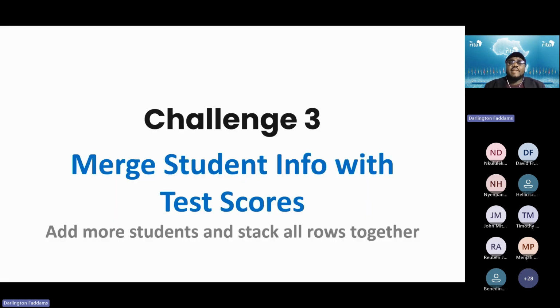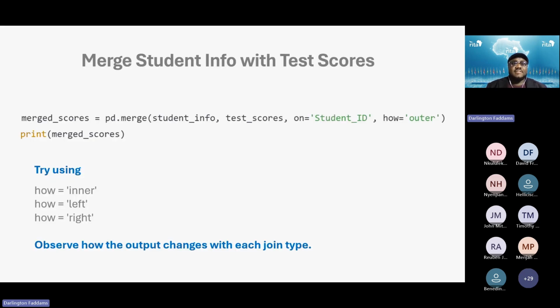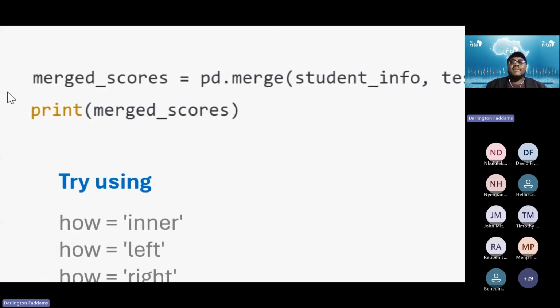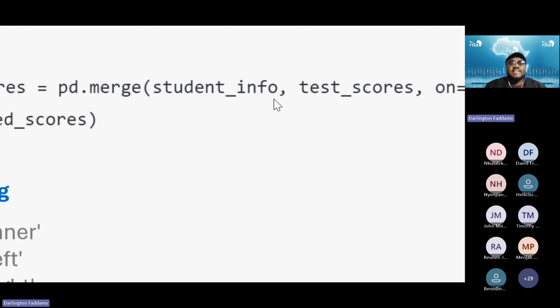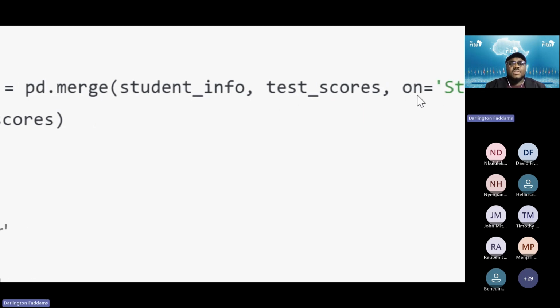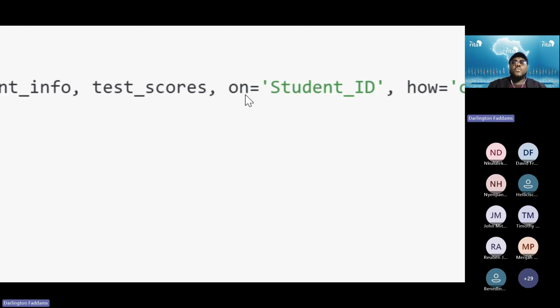All right. So challenge 3 is to merge student info and test scores. Sorry, I think that description is from what we did before. Let's forget about the last description. What we are going to do is merge student info with test scores. So this will lead us to another powerful function, and this one is called .merge. .merge is saying: provide student info, provide test scores, and provide on what columns.